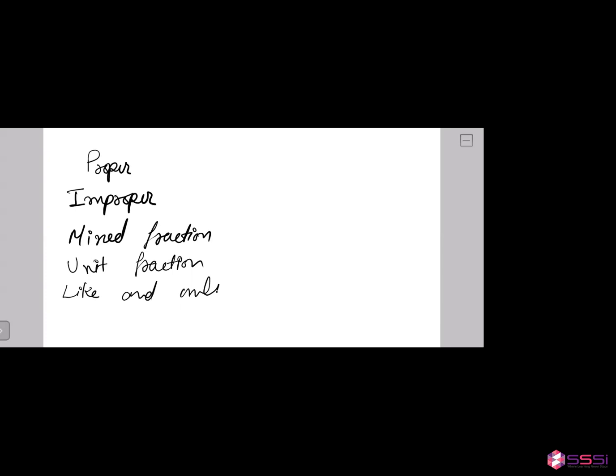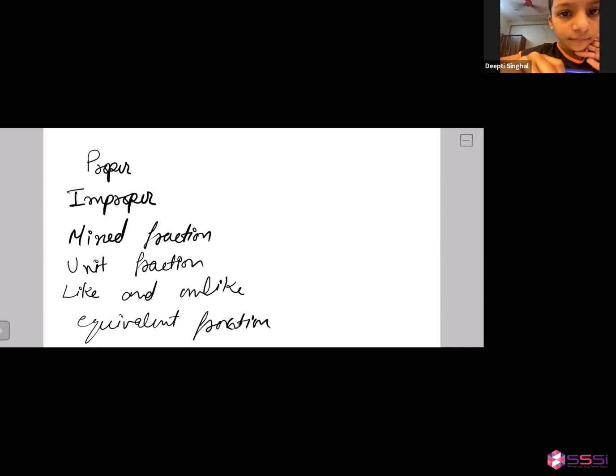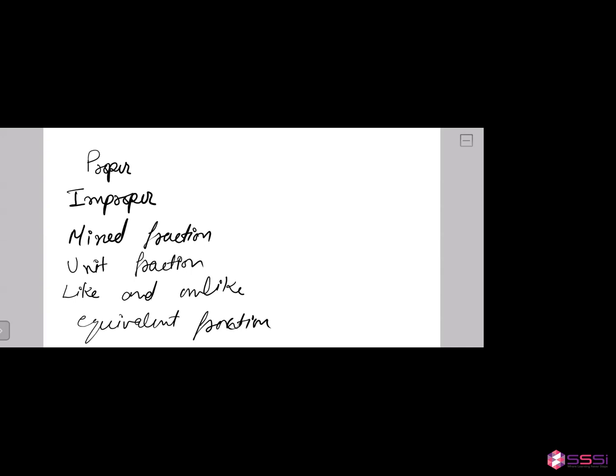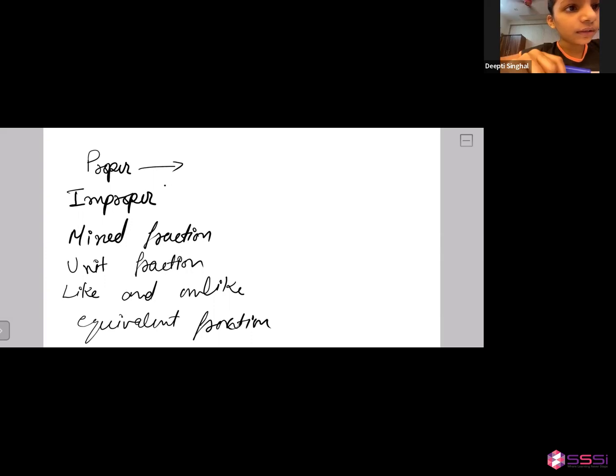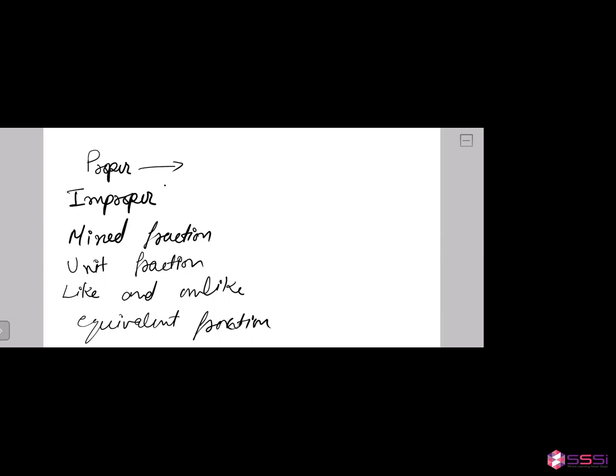Like and unlike fractions, equivalent fractions. Okay. So what is a proper fraction? As you told me, you have done this before. What is a proper fraction? Divyanshi, your voice is coming very low. I'm asking, what is a proper fraction? Just a minute, ma'am.